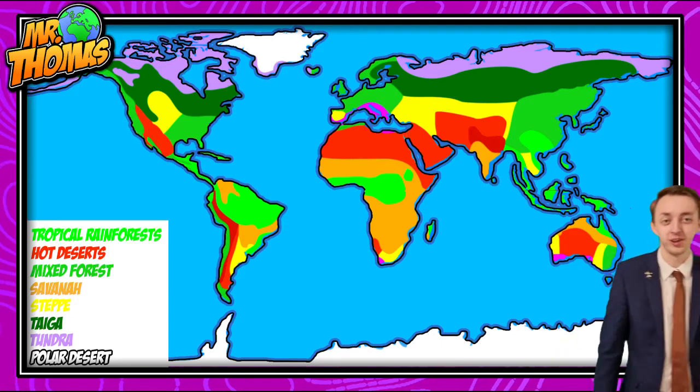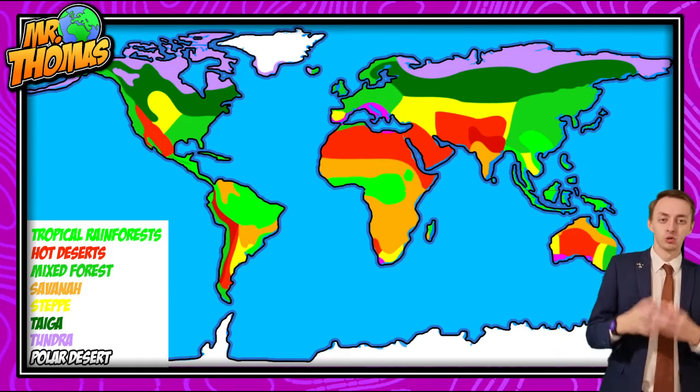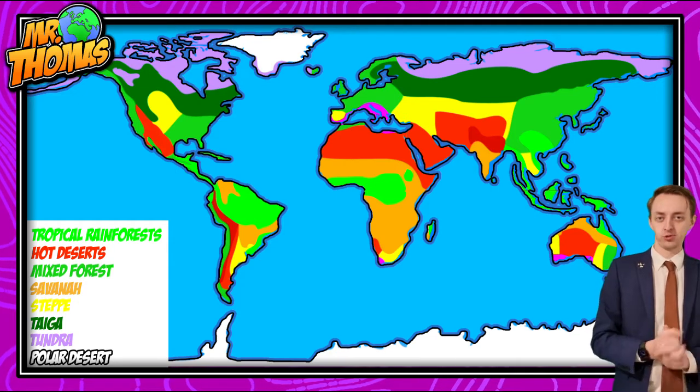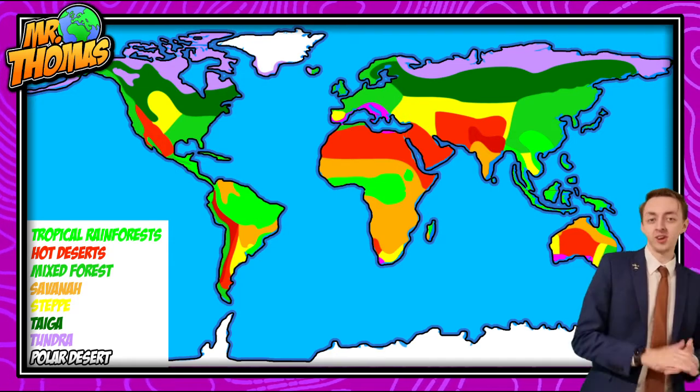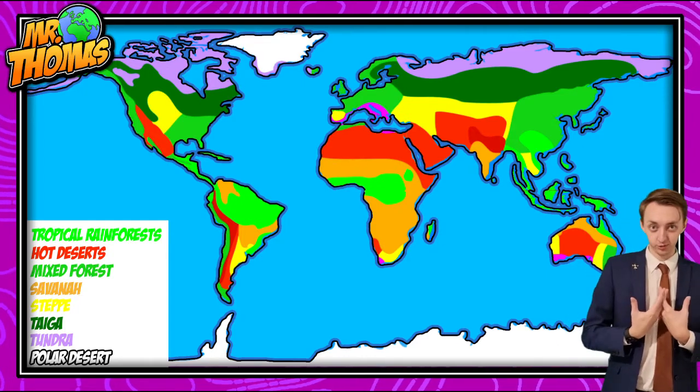Tropical rainforests and hot deserts are biomes that can be found running in parallel lines across the face of our Earth. The tropical rainforest can be found running along the equator, whilst the hot desert can be found running along the tropics. But here's the real question: why do they do that? Why do they run in parallel bands at the equator and at the tropics? Well, in today's video, we're going to find out.